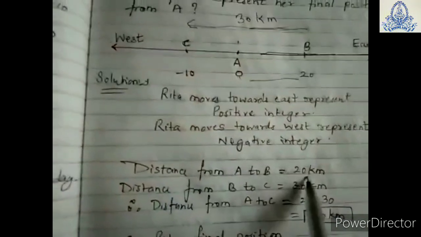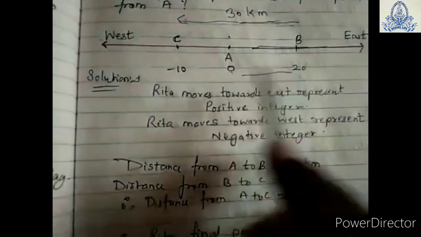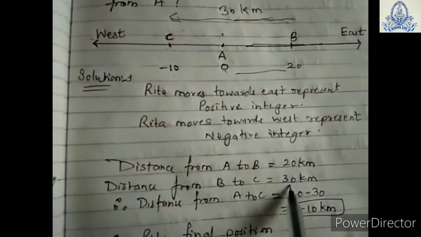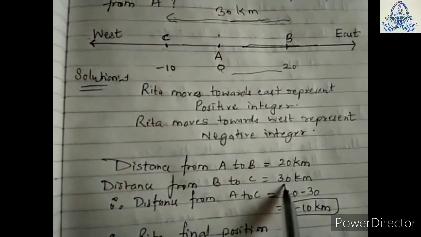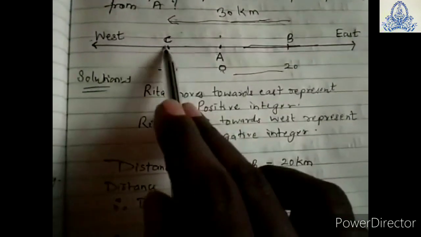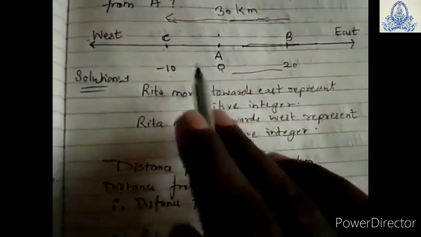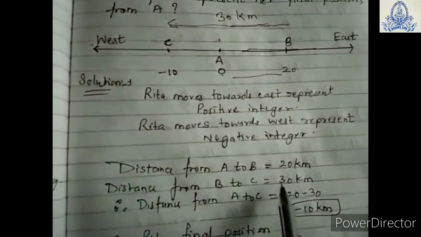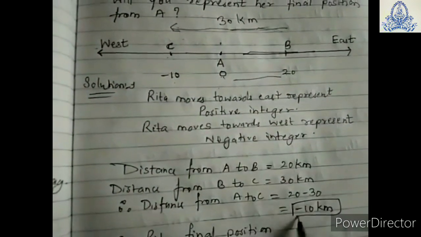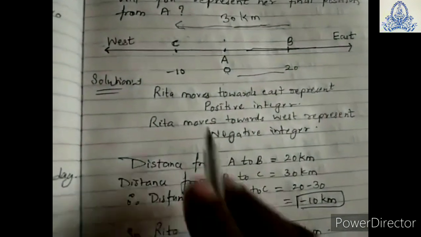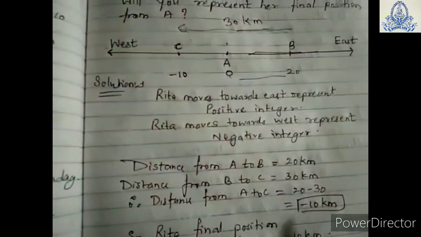So the distance from A to B is 20 km. From B to C they have given 30 km towards the west direction. Therefore from point A to point C, the distance will be 20 minus the total distance, that is 30 kilometers. 20 minus 30, we got minus 10. So point C represents minus 10.